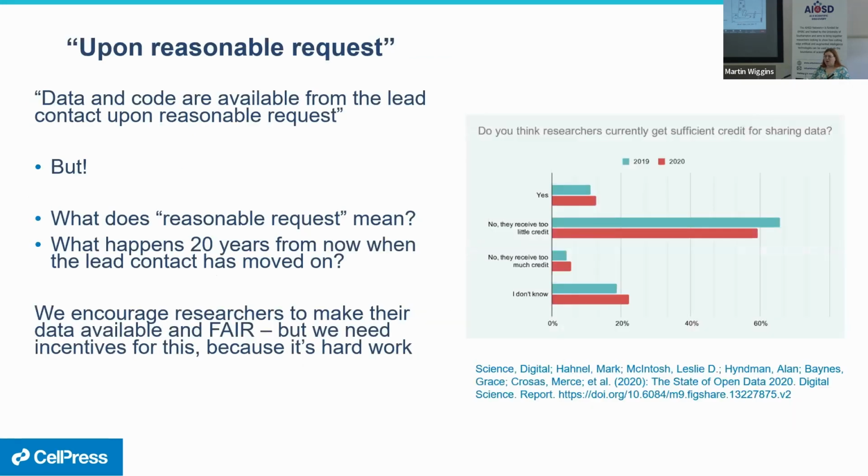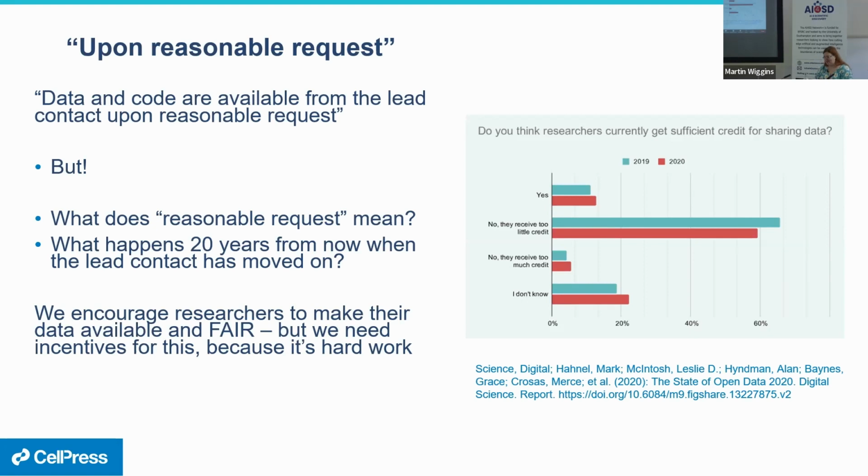Historically, lead authors have been writing that data will be made available upon reasonable request. That drives me somewhat spare as well, because what does reasonable request actually mean? Does the request have to come with a bottle of 20-year-old whiskey attached? Or is it just, please, can I have your data? Thank you very much. And it's not very future-proof either. What happens 20 years from now when the lead author has moved on, no longer has access to the institutional servers, or the CDs have turned into a giant melted mass in a cupboard somewhere? How do people deal with that?